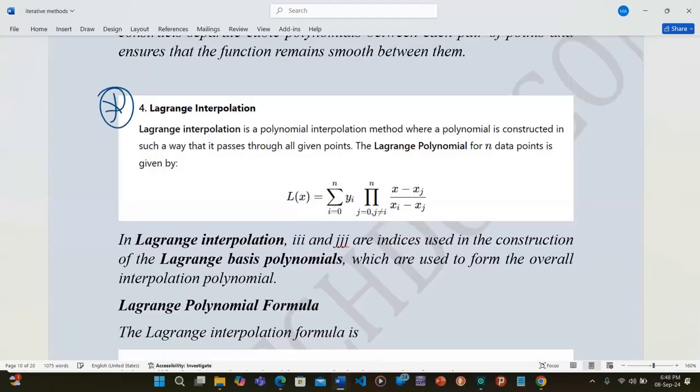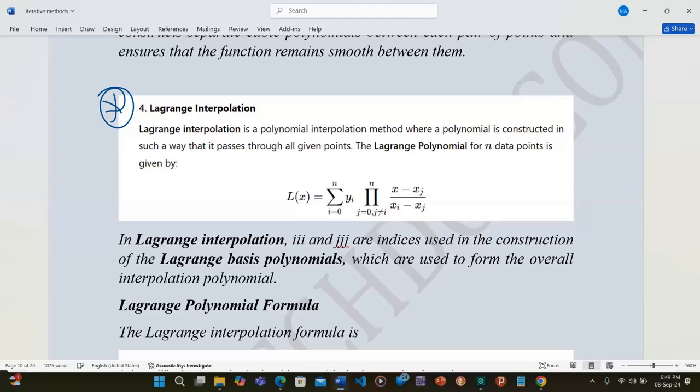So we have the Lagrange polynomial, an interpolation method where a polynomial is constructed in such a way that it passes through all given points. If you are looking at the Lagrange polynomial interpolation for any data points, it will be the sum of yi multiplied by the product of (x minus xj) over (xi minus xj), from j equal to 0, and we multiply only the values where j is not equal to i.